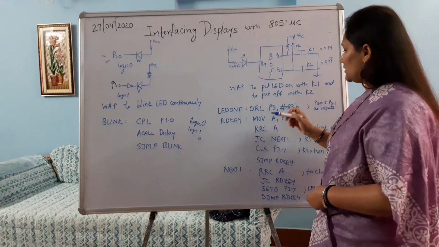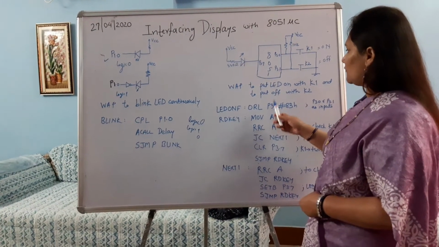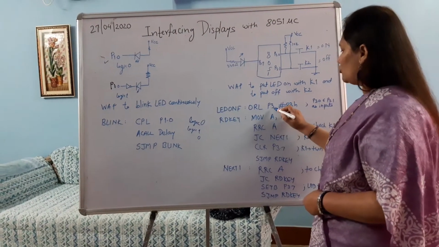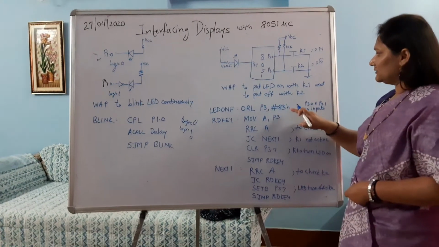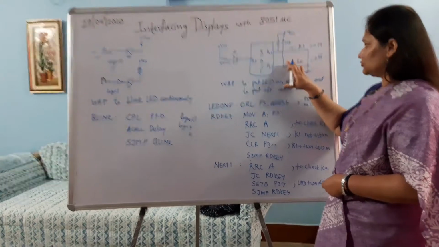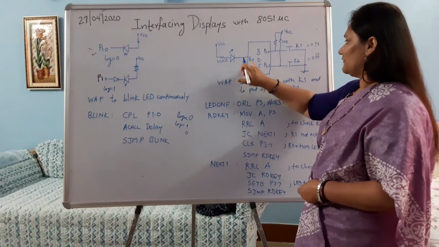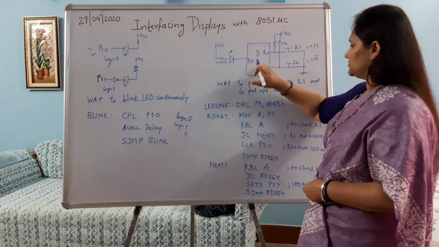So how will we start? We will start with this instruction. What are we doing? We are ORing port 3 with 83 hex. Now why have we taken 83 hex? Because for input also and for output also we have used the same port 3.